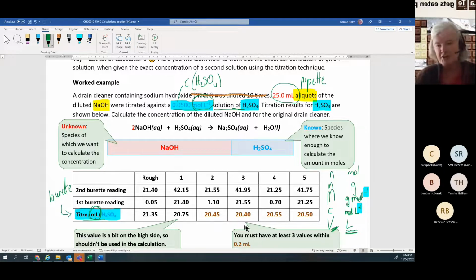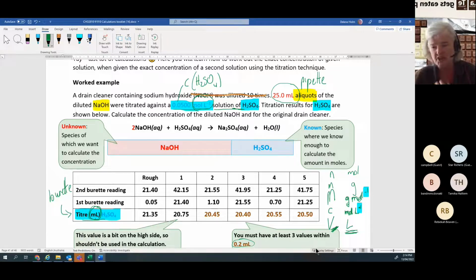It doesn't matter if you don't know, but pretty much what you have to do is repeat it a few times to make sure that your results are reliable. And then you choose your best 3 results, or more if you've done it a few times. And by your best 3, we say make sure you have 3 results within 0.2 milliliters.